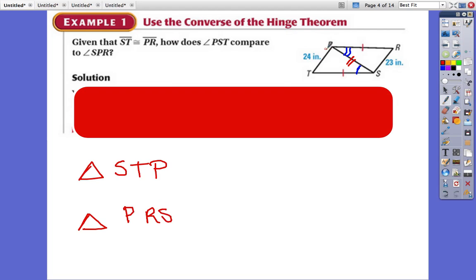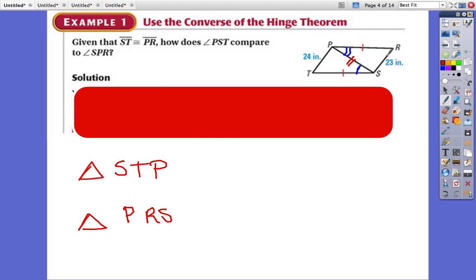Notice I started with P because I started with S. And then I went to R, and then because it goes from S to T, and then T to P, so we went R to S. I'm just kind of reminding you how to name the triangles. Alright, so these are the two triangles.